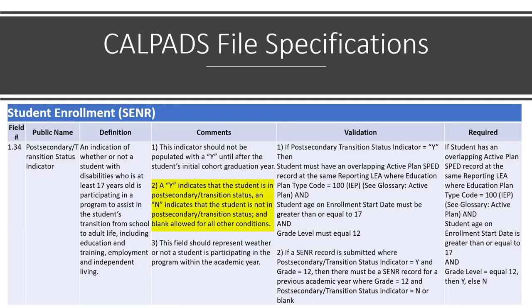Number two, a Y indicates that the student is in a post-secondary transition status, and an N indicates that the student is not in a post-secondary transition status. Also note that there's a blank value allowed for all other conditions. So that's pretty informative about how we use this particular field and how it can be populated. The field should represent whether or not the student is participating in a program within the academic year. All right, so it's relative to the specific academic year of the record, okay?